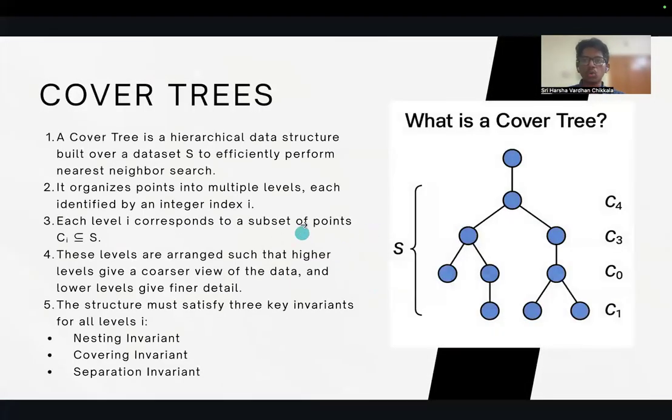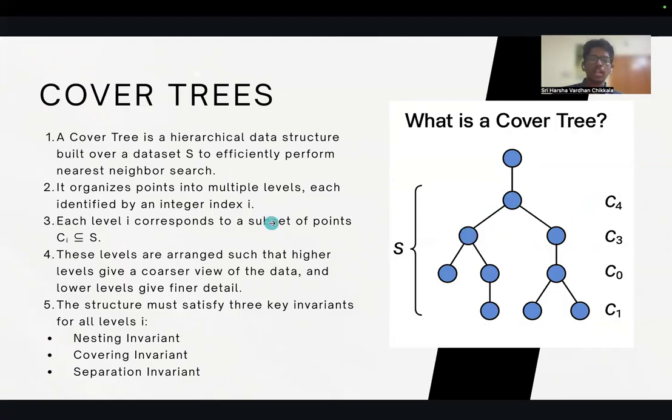So here comes the core concept of cover tree. Cover tree is a hierarchical data structure built over a data set, and it is very efficient for nearest neighbor search. What will happen in cover trees is, we try to divide the data points into different levels. All these data points belong to a particular data set, and they are arranged in different levels. As you can see here, there are different levels of points arranged.